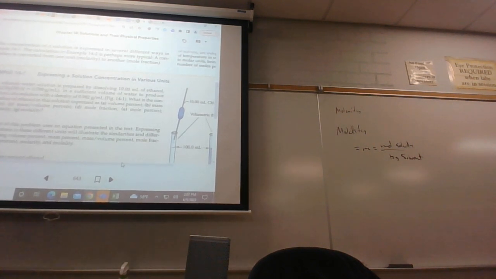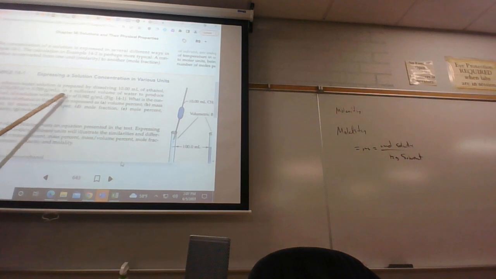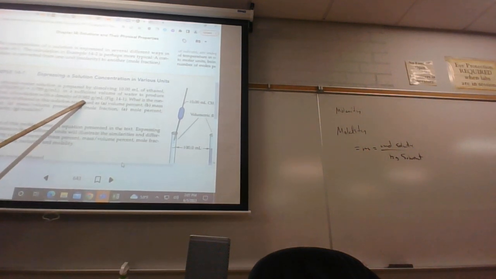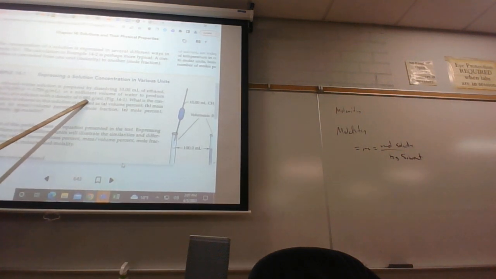Normally we assume the total volume in milliliters is going to be the same as the grams. But in this case, we don't have to do that because they tell us the density of the solution. So if we know the density of the solution, rather than assuming that it's 1 gram per milliliter, we can use that to figure out how many grams this is. It's going to be less than 100 grams. It's going to be 98.2 grams.